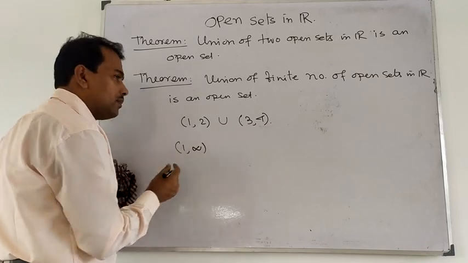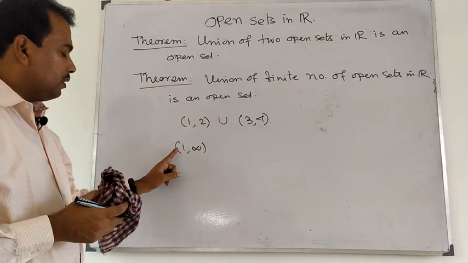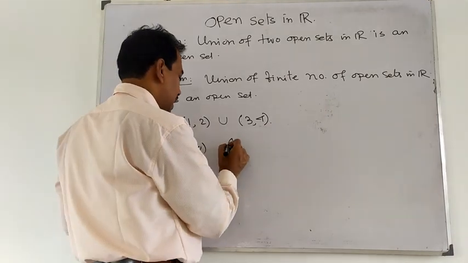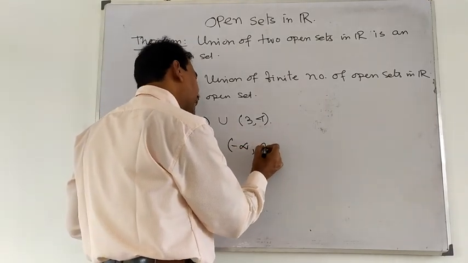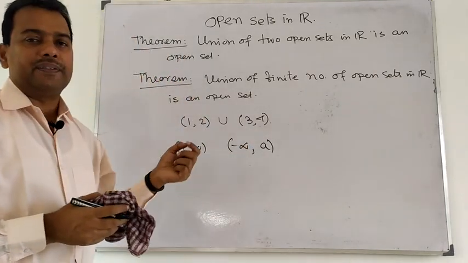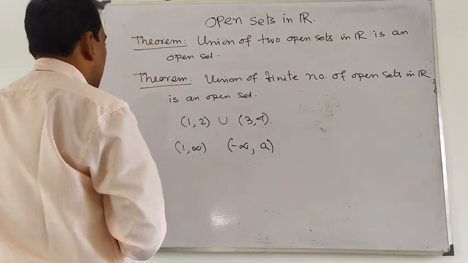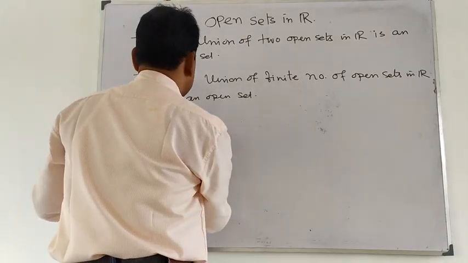(1, infinity), an unbounded open interval. (a, infinity) is an open set, and (minus infinity, a) is also an open set. An open set may be bounded or may be unbounded.